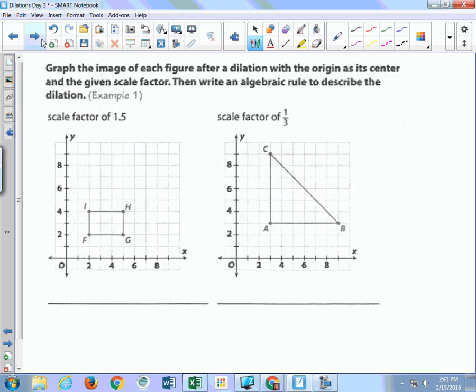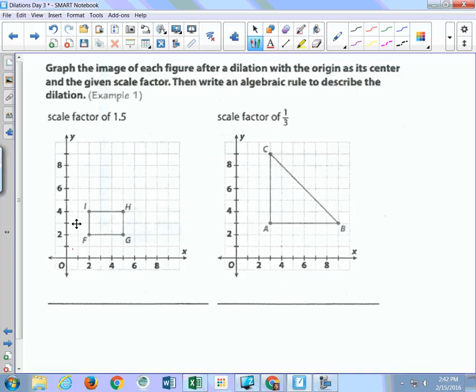All right, next problem. We're only going to do one of these. Let's do this first one. Graph the image of each figure after a dilation with the origin as its center and given scale factor. Then write the algebraic rule. So it's basically exactly what we just did. This one is a rectangle instead of a triangle, and it is an enlargement.